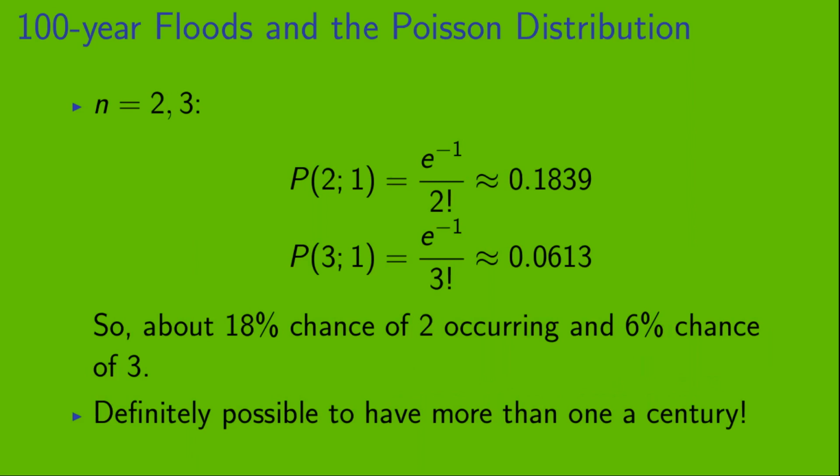Okay, so next let's look at the cases of n equals 2 and n equals 3. So we plug those values into our Poisson distribution formula again, and we get that the probability of 2 100-year floods occurring in a century is about 18%, and the probability of 3 100-year floods occurring in a century is about 6%. So it's definitely possible to have more than one 100-year flood in a century.